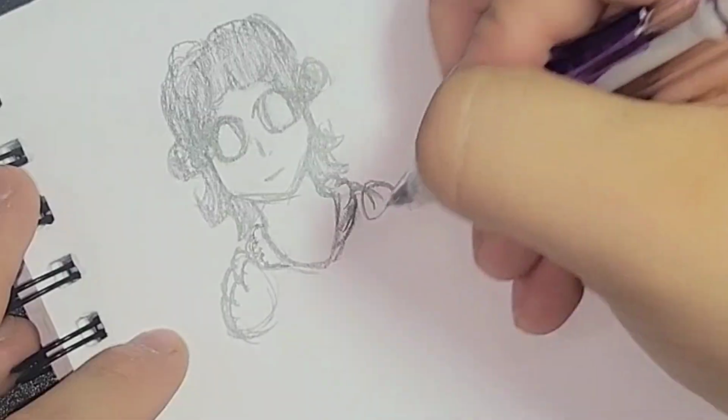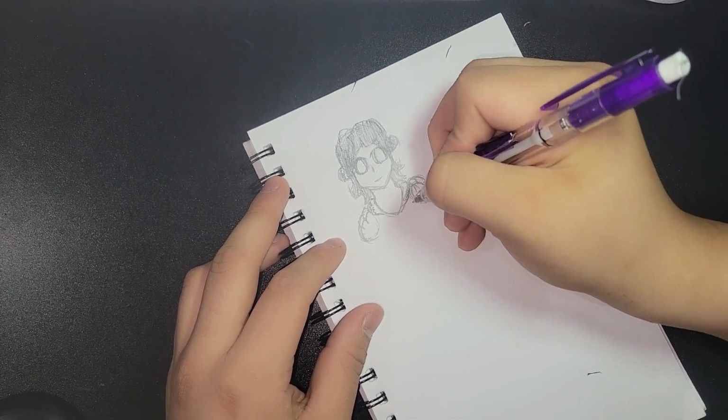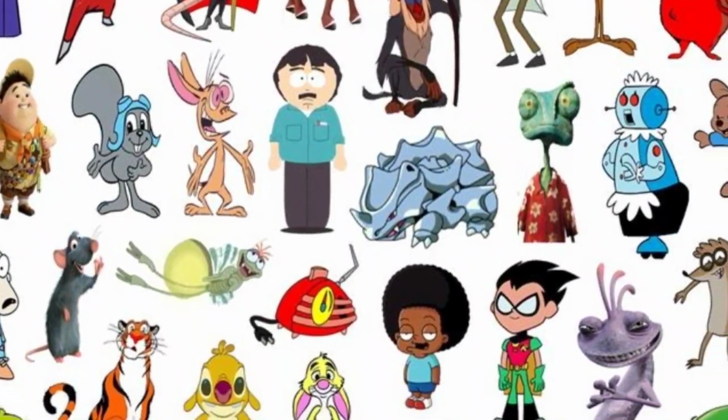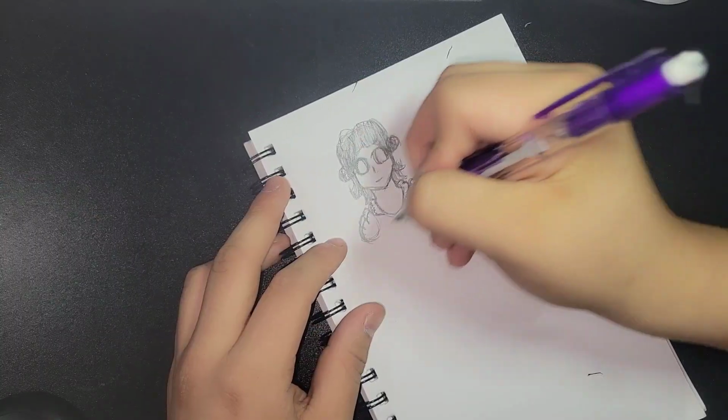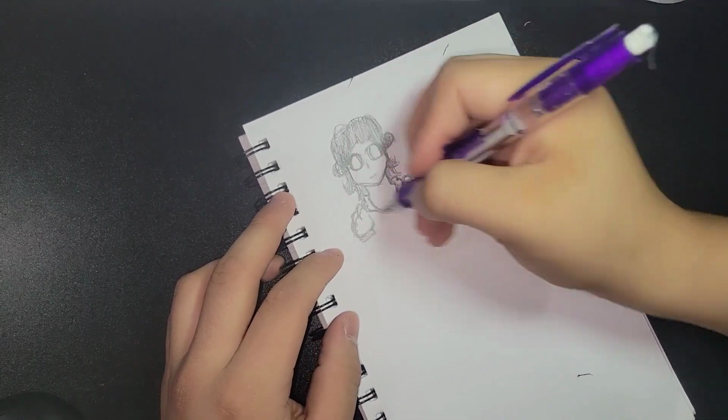It's kind of like a ball on her shoulder. It's always good to have a certain shape for your characters. If you don't know what the shape is, look at every other character. They all have their own distinct shape. Look at Shrek. He's more squared. For her, she's mainly circles.